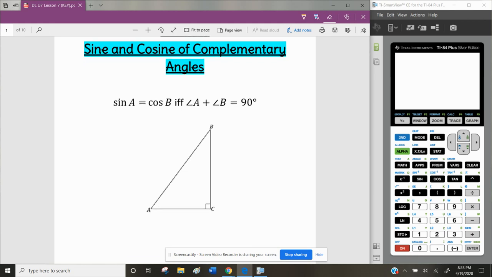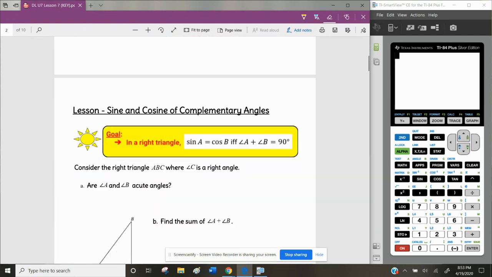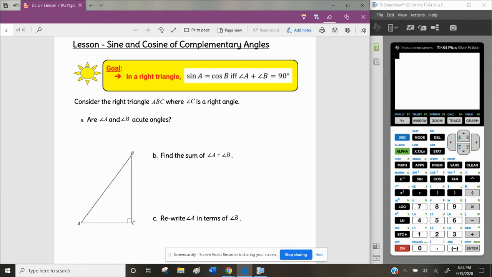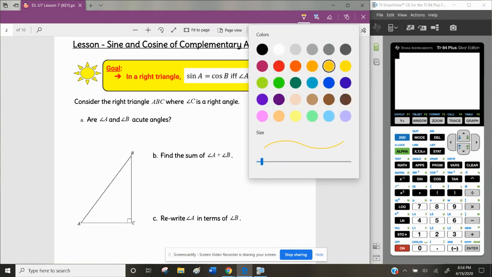Today we're going to talk about sine and cosine of complementary angles. So the sine of A equals the cosine of B if and only if angle A plus angle B equals 90. This is what we're going to be talking about today. In a right triangle, this relationship is true when angle A plus angle B are complementary. We're going to use this right triangle that's below with a right angle at C.